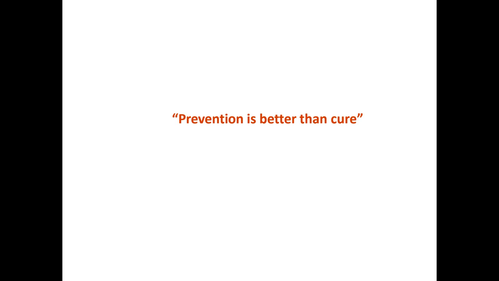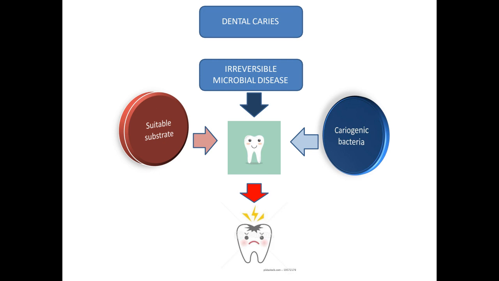throughout their lives. Now, if you see dental caries, what is happening in dental caries? Dental caries is nothing but an irreversible microbial disease which affects the tooth surface with the help of a suitable substrate as well as cariogenic bacteria, which will finally lead to the occurrence of dental caries. There are different types of classification of dental caries. If we categorize them into the general ones, we can classify them into smooth surface caries, pit and fissure caries, as well as root caries.